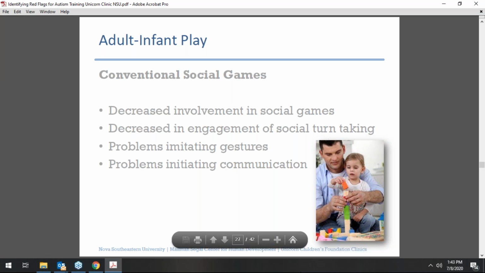And if other peers initiate an interaction with them, they might not respond and they might not be able to engage in turn taking, especially if they're playing with a toy that they really like, which is kind of their special or excessive interest. If another child comes and tries to play together and take turns, the child with autism might have a really difficult time because of their excessive interest.